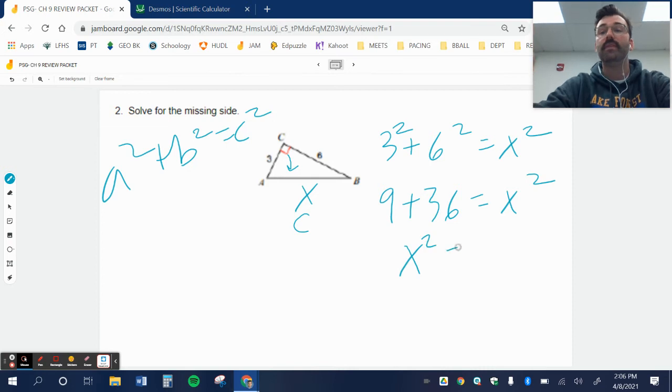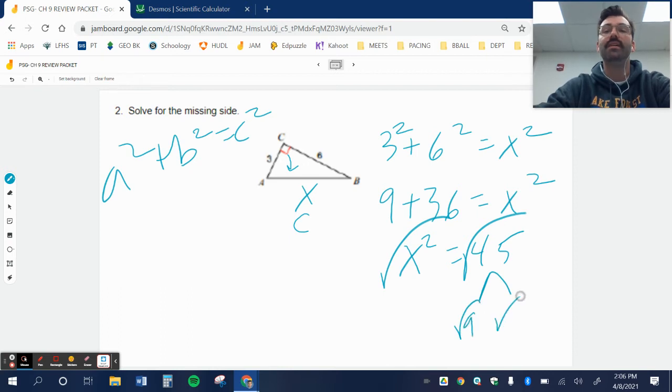X squared equals 45. Square root both sides. I want to find a perfect square that multiplies into 45. That's 9 and 5. So that is 3 radical 5, which means AB equals 3 radical 5.